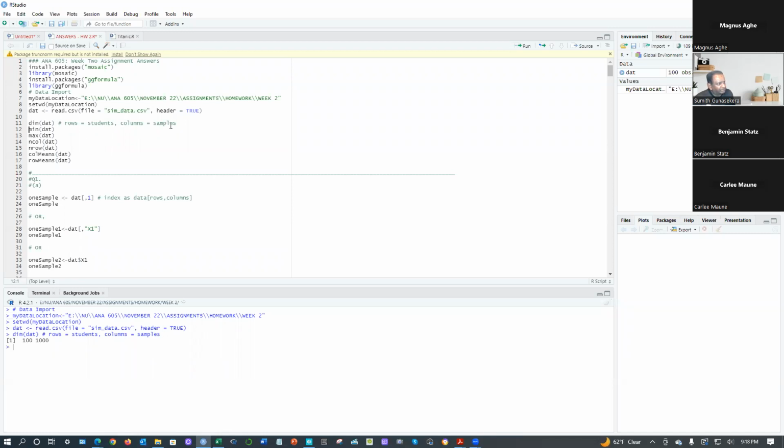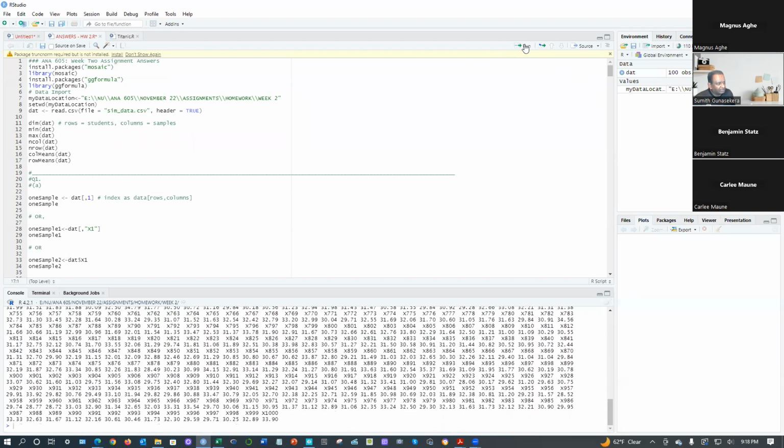And the minimum value in the data set, I call that on the data set: 18. Maximum value, the age of that, the minimum age is 18, maximum age 49. If you want the number of columns, use ncol. Number of rows separately, if you want, is 100. If you want the column means, look at the column means. These are the column means.